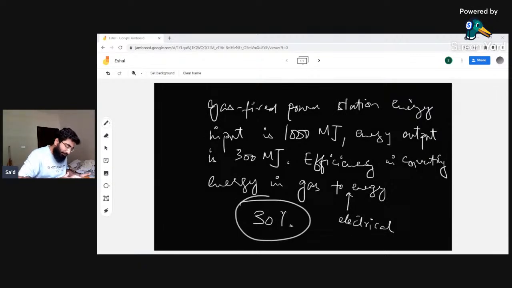अच्छा, then we have got potential energy. Potential energy की derivation वैसे सिंपल है. Potential energy is the energy that an object gains by virtue of its height, right? Another way to define potential energy is work done against gravity. Work done against gravity.